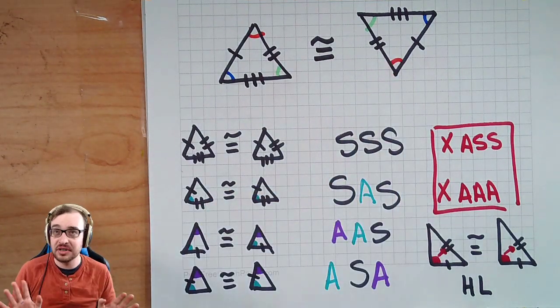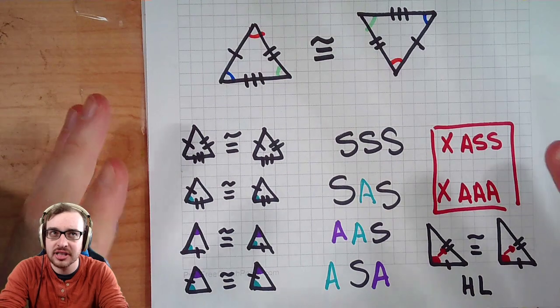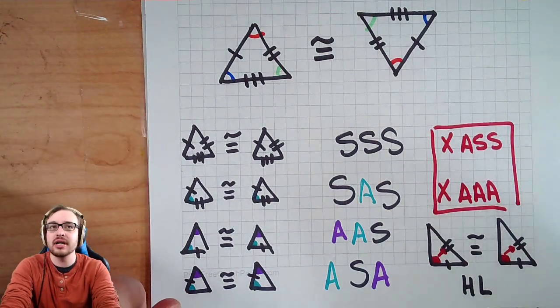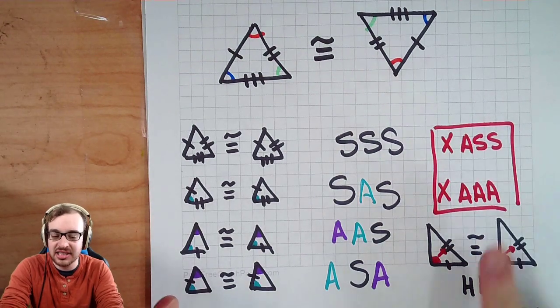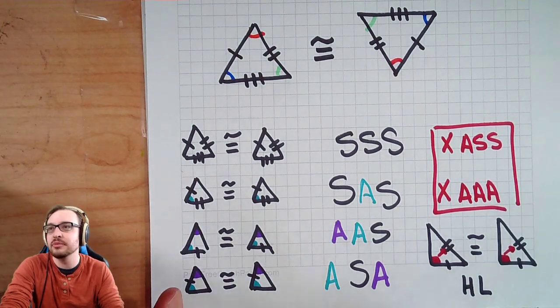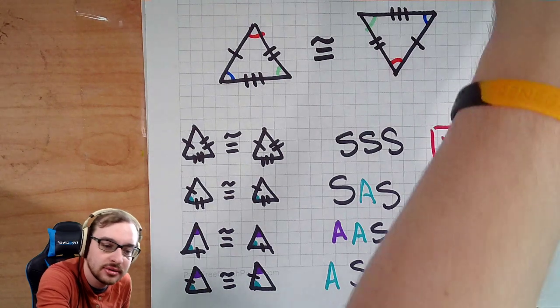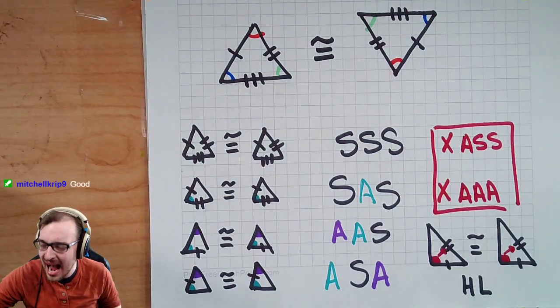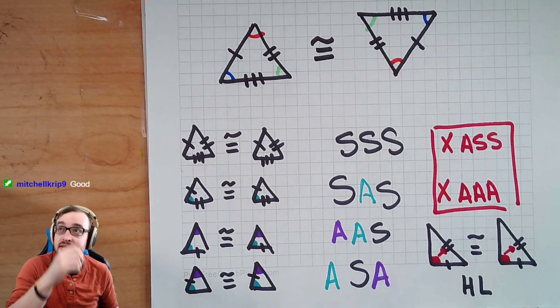So Mitchell, I've been talking for a little bit now. How do you feel about these concepts? Don't memorize them. Again, just know that ASS and AAA don't work and that the rest do. And if you find ASS, ask yourself if it's a right triangle, right? Because then it would be HL. How do we feel? How are we feeling right now? This tea's going to be super hot. Good? Okay, great. That's good to know.